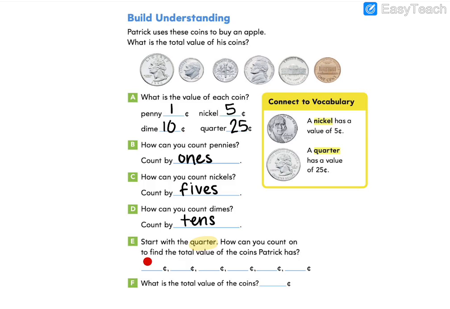So let's start with our quarter. We're going to write the cent value as we count each coin. I'm just going to go ahead and cross off my coins as I count them. So the first one we'll start with is our quarter. It's worth 25 cents. Next, I have a dime. So I need to think about 10 more than 25. 10 more than 25 is 35. I have another dime. 10 more than 35 is 45.